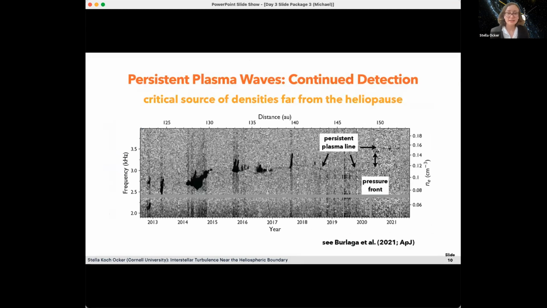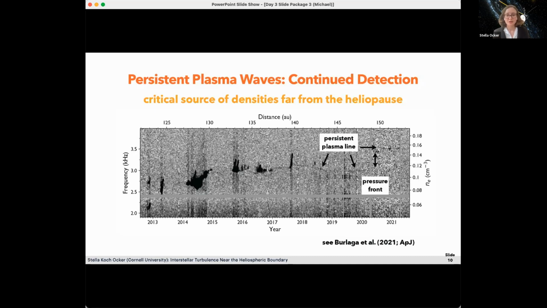And in fact, we continue to see this persistent plasma line through the most recent data from Voyager, and it has turned out to be a really critical source of density information far from the heliopause. So here I'm showing you data from the Voyager 1 wideband receiver now extending through August of this year. And you can just barely see this very faint persistent plasma line persist through 2020 and 2021. And you'll also notice that the temporal resolution of the wideband data is getting worse in late 2020 and 2021. And this is in part due to reduced sampling of the wideband data. And you can see that the amount of sampling that we get is really critical to resolving this really faint signal, but we are constantly trying to improve our signal processing techniques to really optimize our detection of this really faint plasma line.